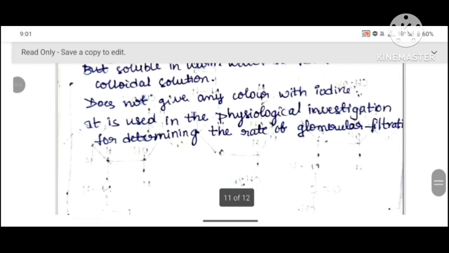It does not give any color with iodine. It is used in physiological investigation for determining the rate of glomerular filtration. So it is one physiological application of fructose.